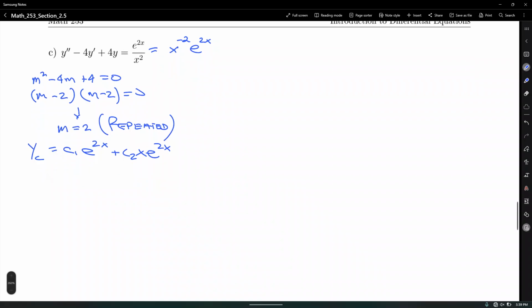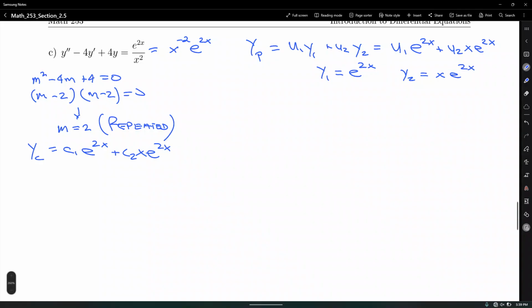So, let's move on to y sub p equals u1 y1 plus u2 y2, where y sub p equals u1 times e to the 2x plus u2 x e to the 2x. This means the following: y1 equals e to the 2x and y2 equals x e to the 2x. All right?